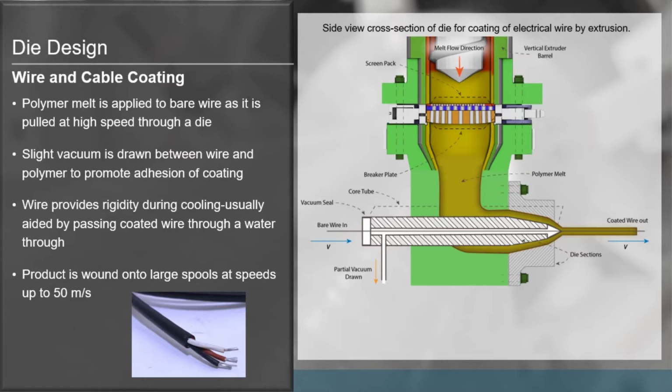In terms of wire and cable coating, the polymer melt is applied to the bare wire as it is pulled at a high speed through the die. So that means it's kind of like a co-extrusion, but it's not a co-extrusion because you don't have two different materials. You actually have the wiring system, and then the polymer is fed through it, and then you pull both of them together through the die orifice. That's how you coat the polymer on the outside, and you have the inside copper wire.